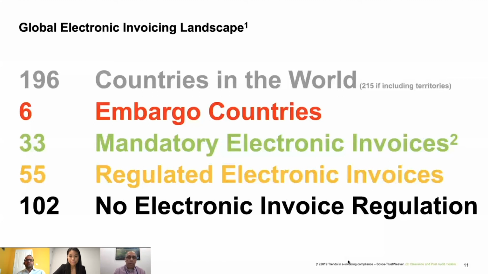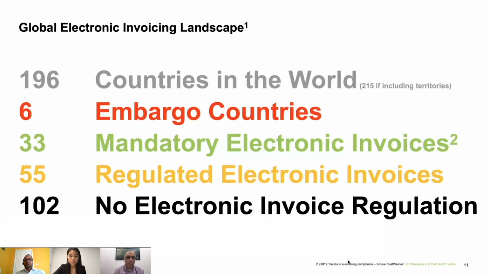So when we look at the countries in the world, we can split them in several layers. One is, first, there are countries that we cannot do transactions in. These are embargo countries. We cannot do business in those countries. There are 33 countries in the world that have mandatory regulations for invoices, which means in those countries, the electronic invoice is the only way to send and receive an invoice. You cannot send a paper invoice. You have to send an electronic invoice, and that's the legal tax invoice.